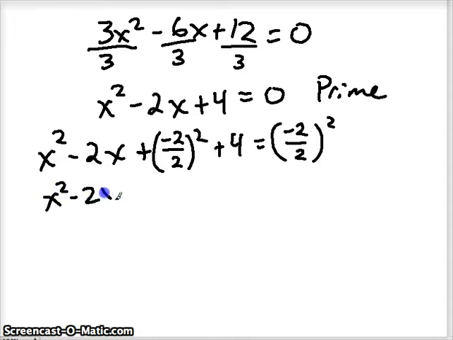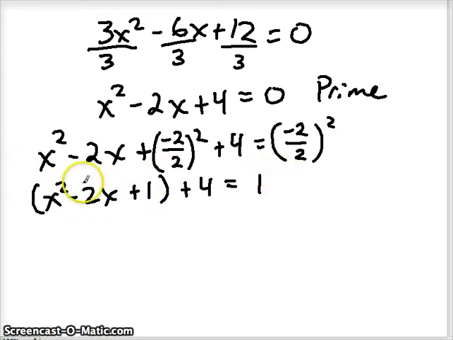Let's simplify a little bit. Negative 2 divided by 2 is negative 1, and negative 1 squared is positive 1. Remember, this is our square. Let's simplify this other side. We get exactly what we got right here, so we might as well just rewrite it.